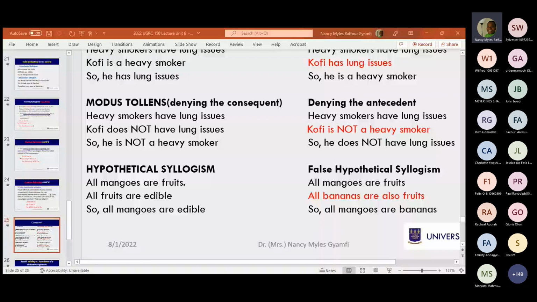Another example, still with hypothetical syllogism, a very easy one first, then we build on the difficulty. So let's start. All planets orbit the sun. That means all planets go around the sun.